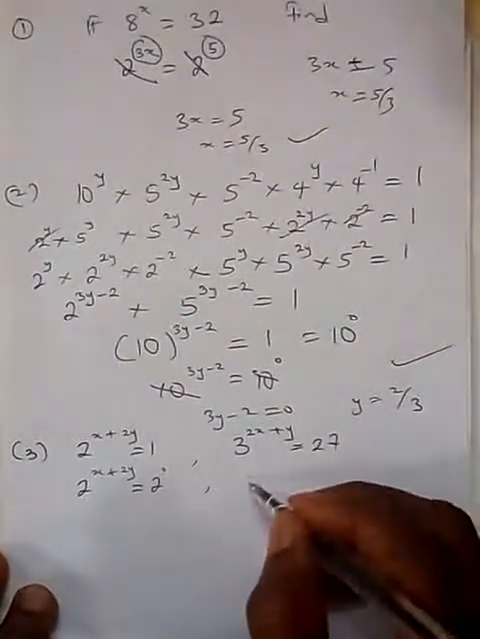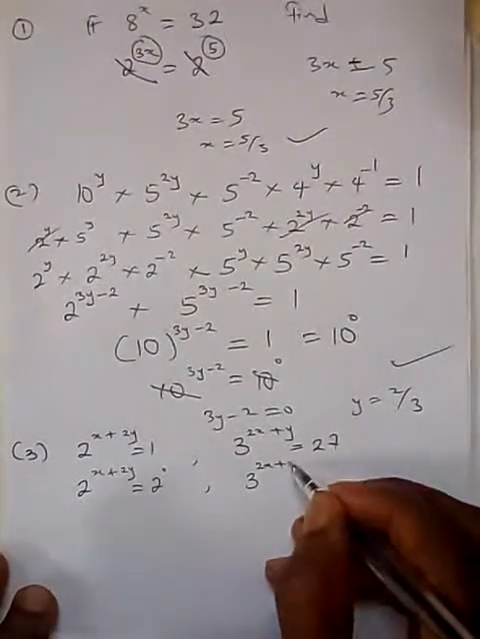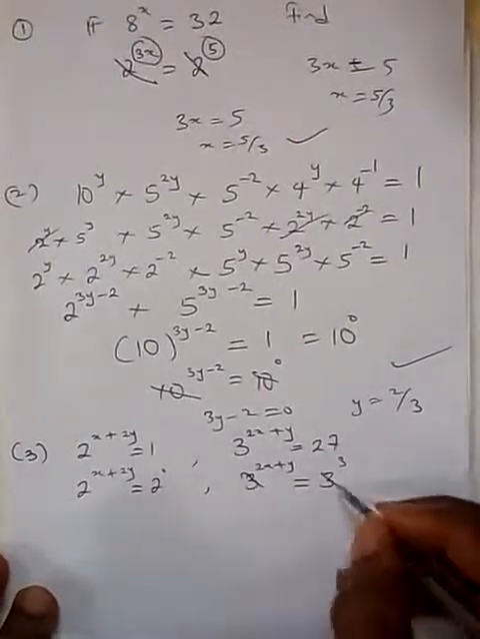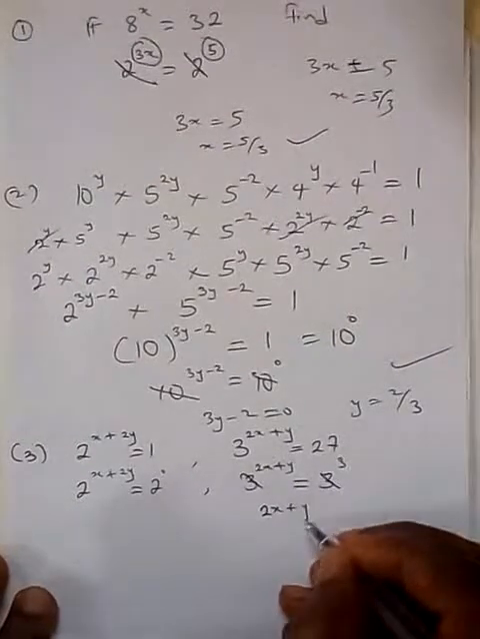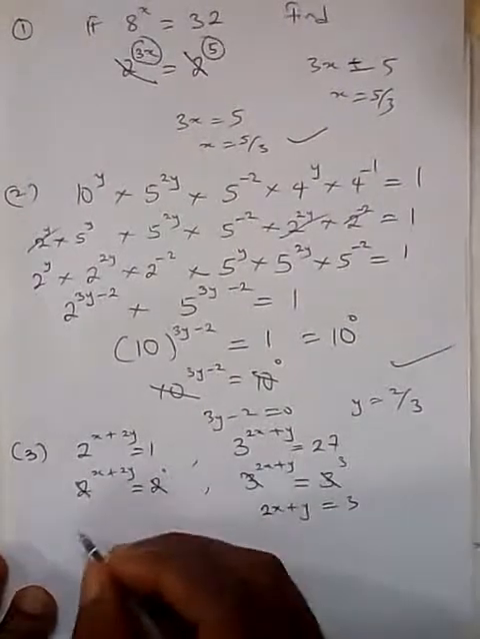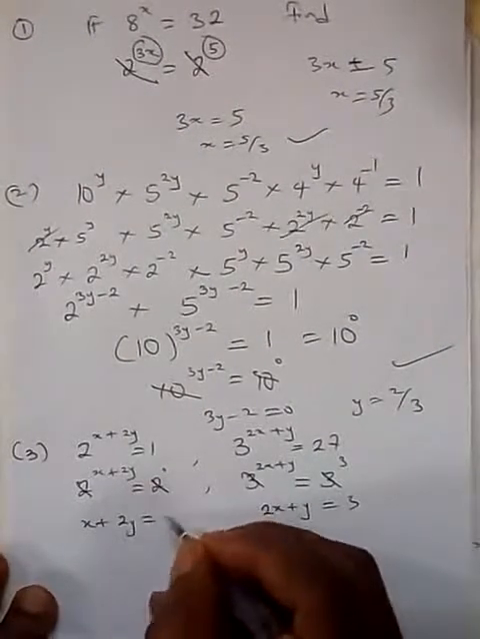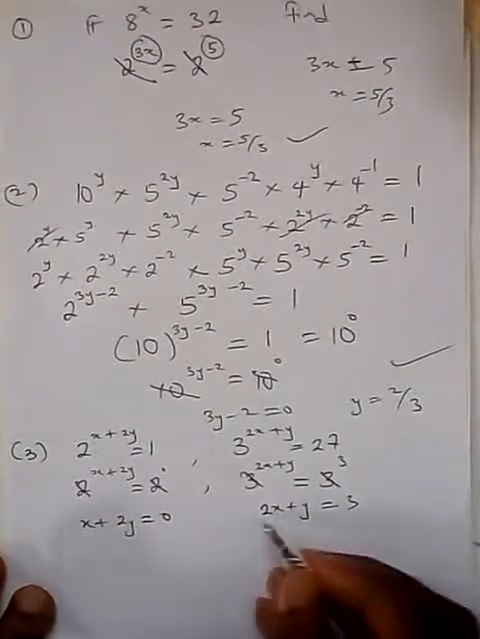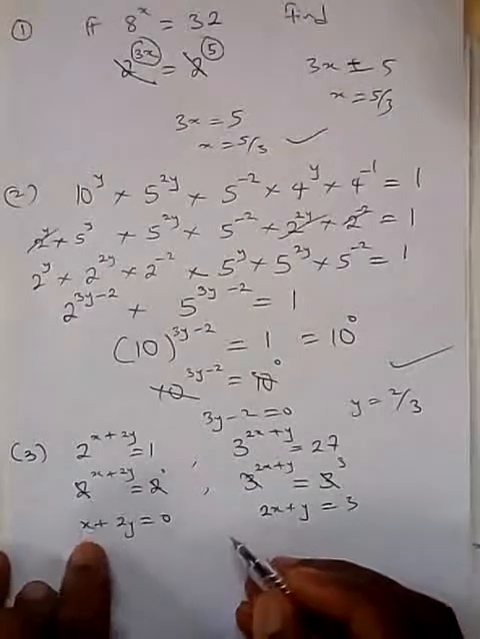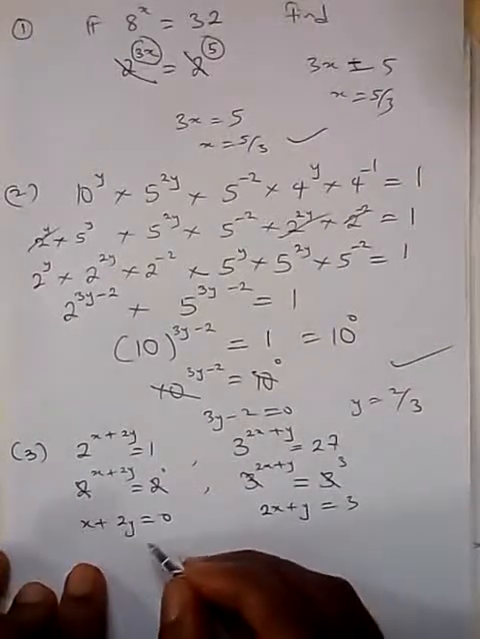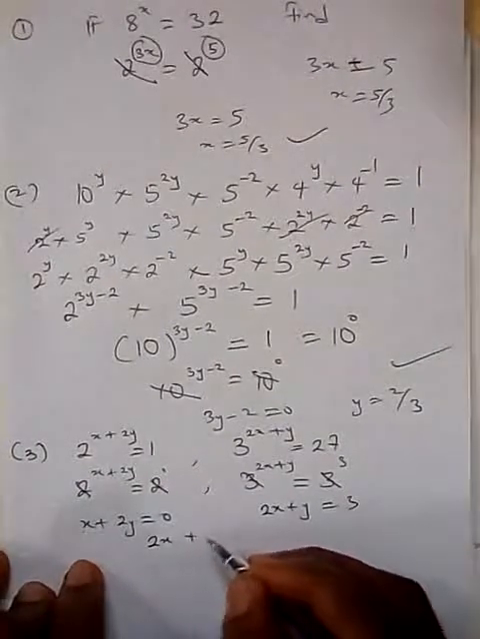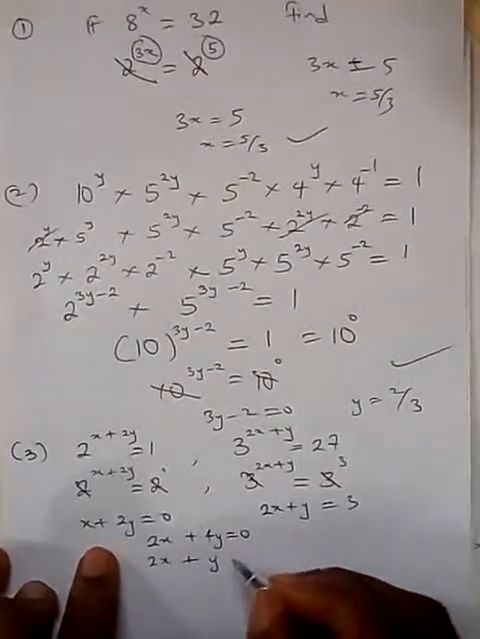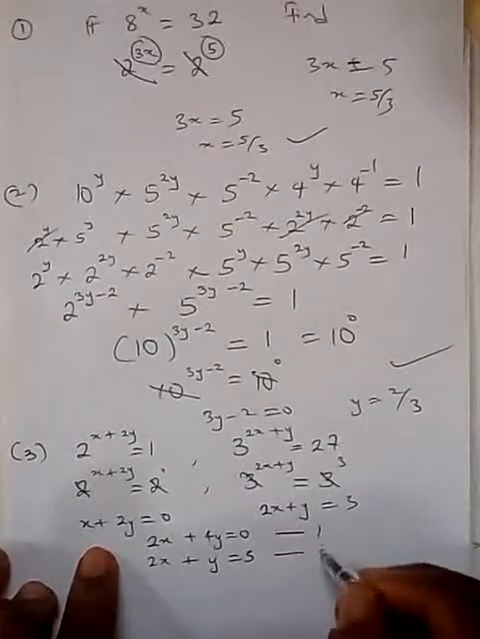And this other equation, 3 raised to power 2x plus y is equal to 27, is 3 raised to power 3. So these bases can cancel themselves: 2x plus y is equal to 3. And in the first, these bases can cancel: x plus 2y is equal to 0. Now this is equation 1, this is equation 2. So if you look here, you see this is x, so I can multiply equation 1 by 2. If you multiply by 2, it's going to give you 2x plus 4y is equal to 0, and 2x plus y is equal to 3. This is 1 and this is 2.